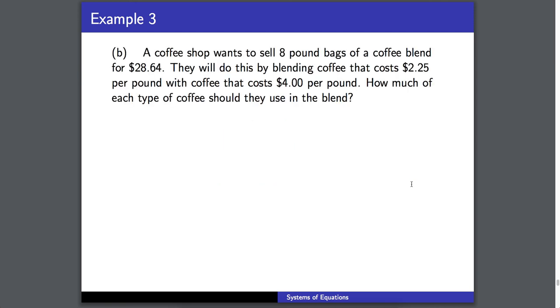All right, part B, we have a coffee shop that wants to sell 8-pound bags of a coffee blend for $28.64. They're going to do this by blending coffee that costs $2.25 a pound with coffee that costs $4 a pound. So how much of each coffee should they use in the blend? So we want to make this blend. We want to sell it for $28.64.